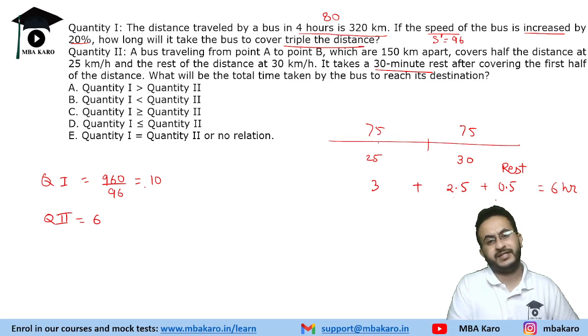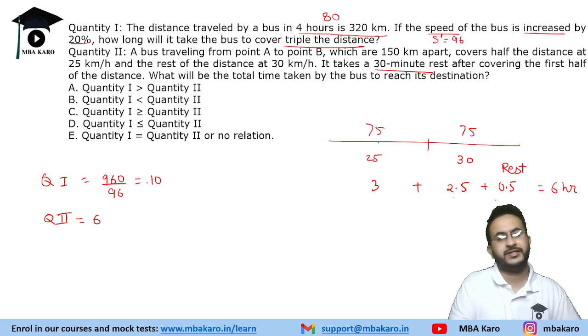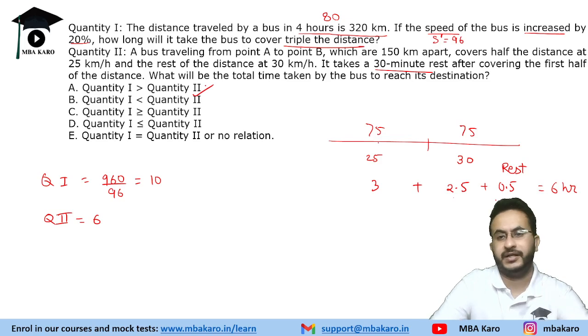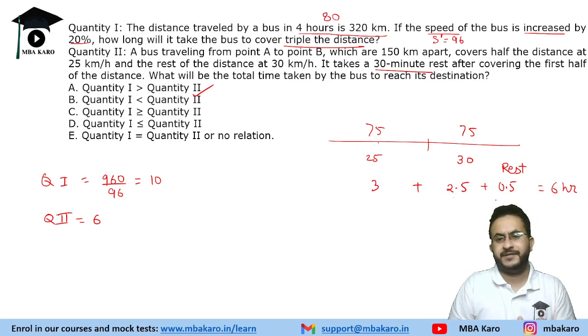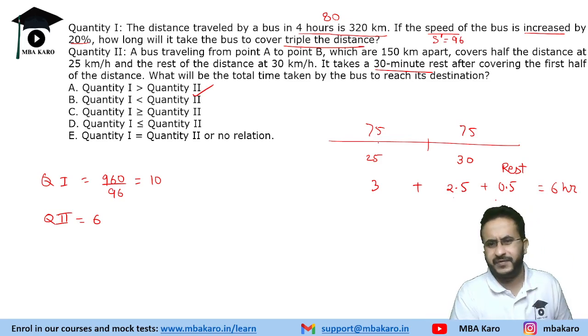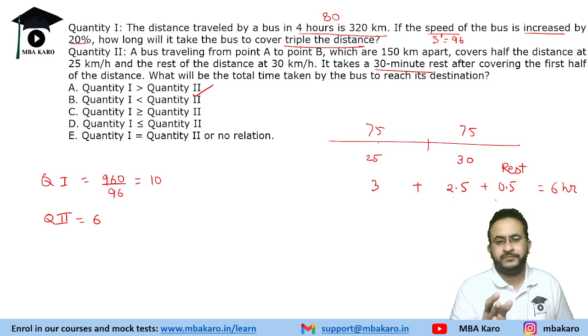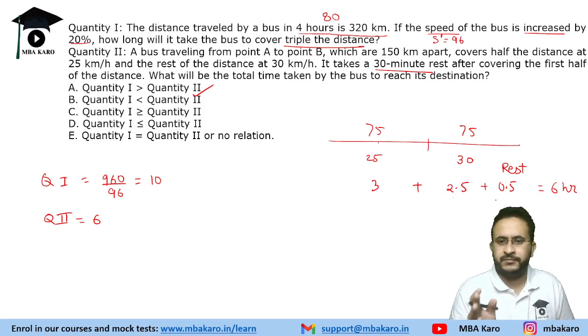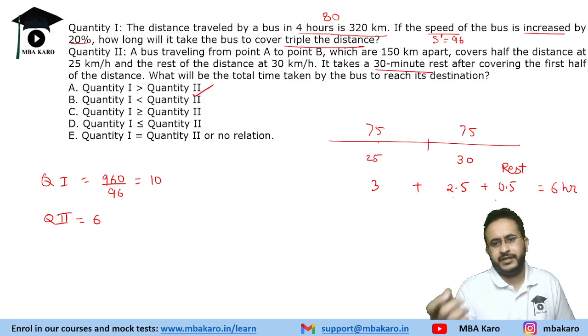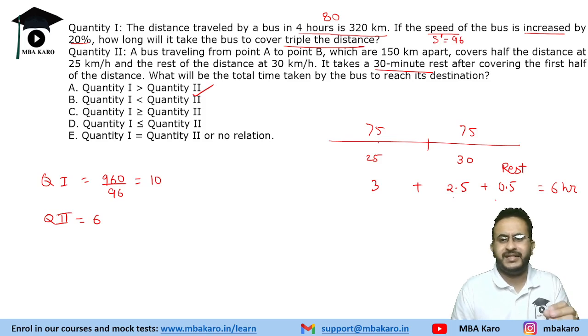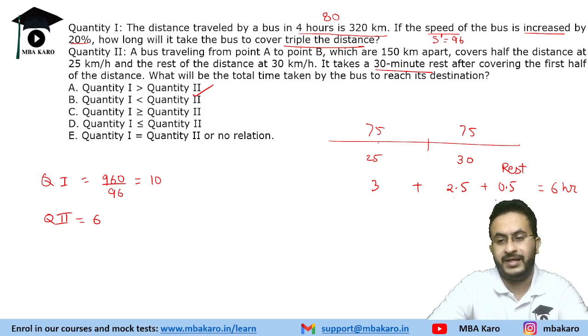So quantity 1 is 10 hours, quantity 2 is 6 hours. So obviously quantity 1 is greater than quantity 2. So if the statements are easy, like simple, this one was very simple, right? They have just given the speed, indirectly asking that it is increased, distance is increased, find the new time. In the second case also, the distance is known, speed is known, you can calculate the time, add the rest time and compare the two values. So in many cases, these quantities will be easily comparable. Okay, sometimes it could be calculation intensive.